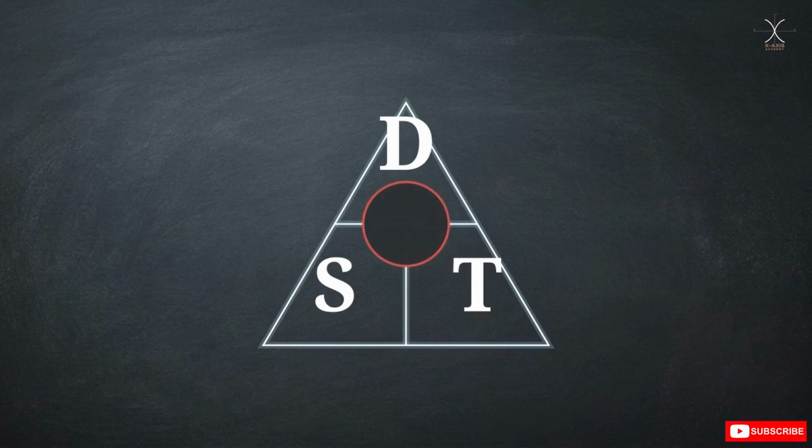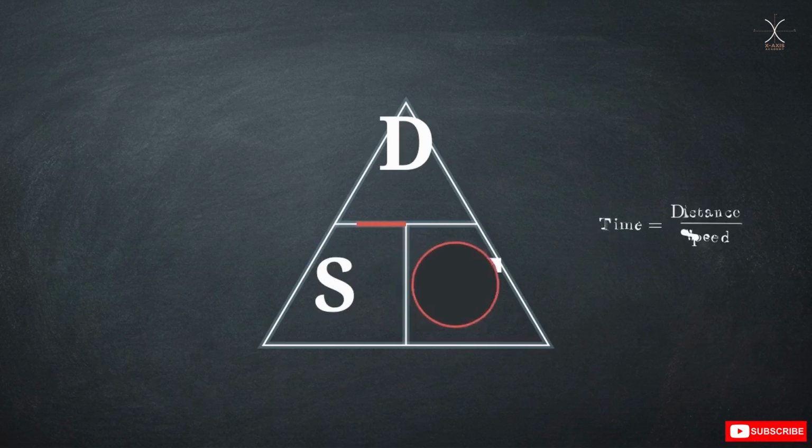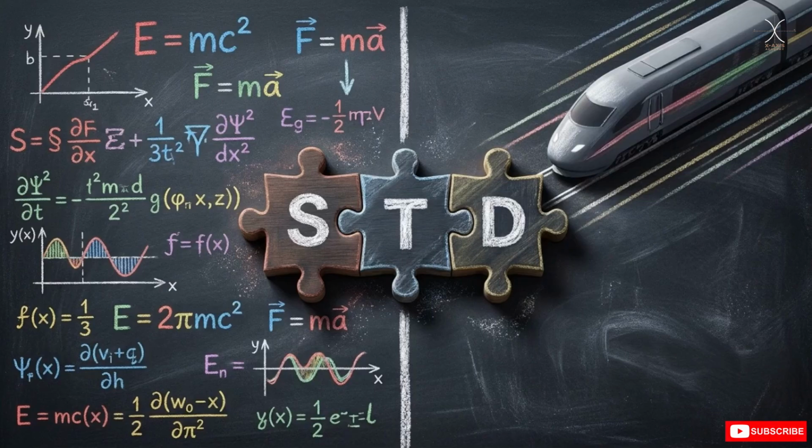To find any missing variable, cover it. Cover speed for distance over time, cover time for distance over speed, cover distance for speed times time. This single structure governs textbook physics and everyday travel. With any two pieces of the puzzle, you can reliably calculate the third.